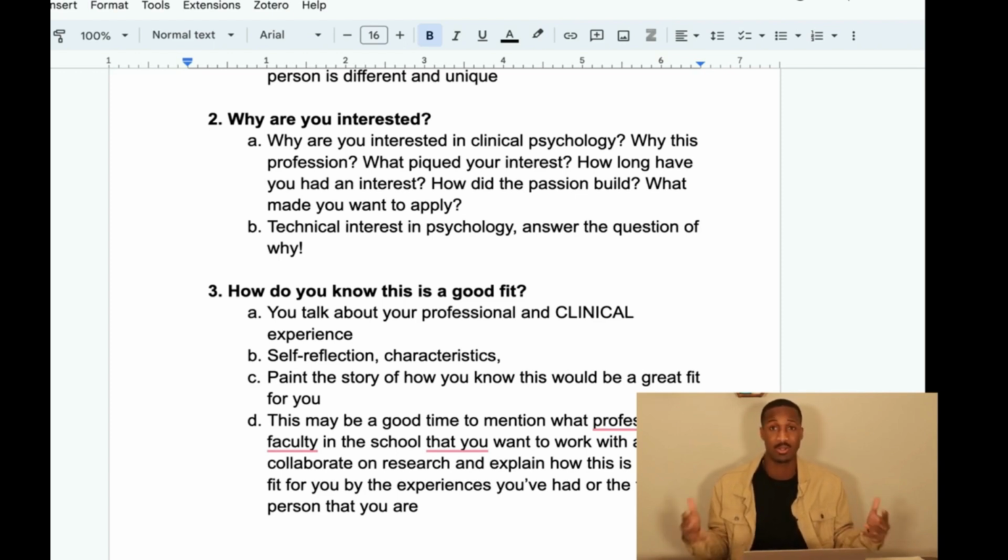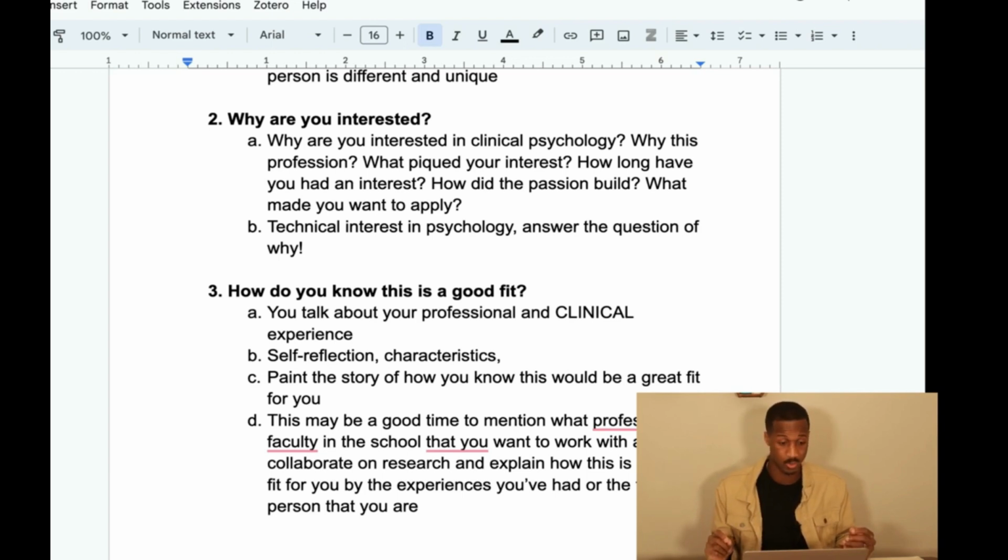This is where you might talk about your clinical experiences, your research experience, your mentoring, the supervision that you've gotten from other psychologists, your exposure to psychology in some way. Talk about that linear path or that non-linear path towards psychology so that they can know your story.